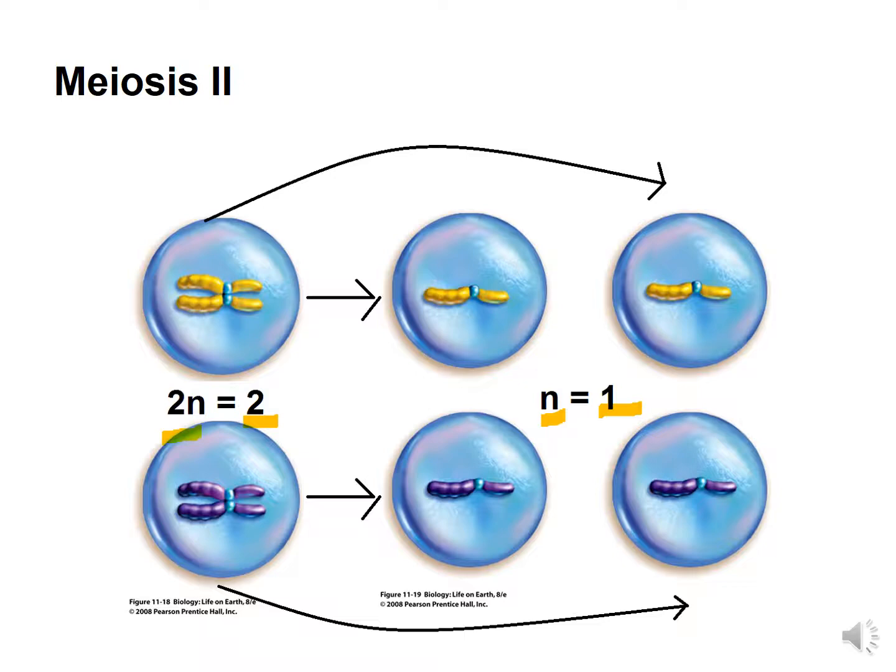Now at this point we're saying n because these cells are haploid. These daughter cells each contain one copy of the chromosome, not two. So it's haploid. What's separated? Well, it's the sister chromatids that separated from one another. If you think about it, meiosis II is more similar to mitosis than meiosis I is. And the reason is that in mitosis, sister chromatids separate as well.